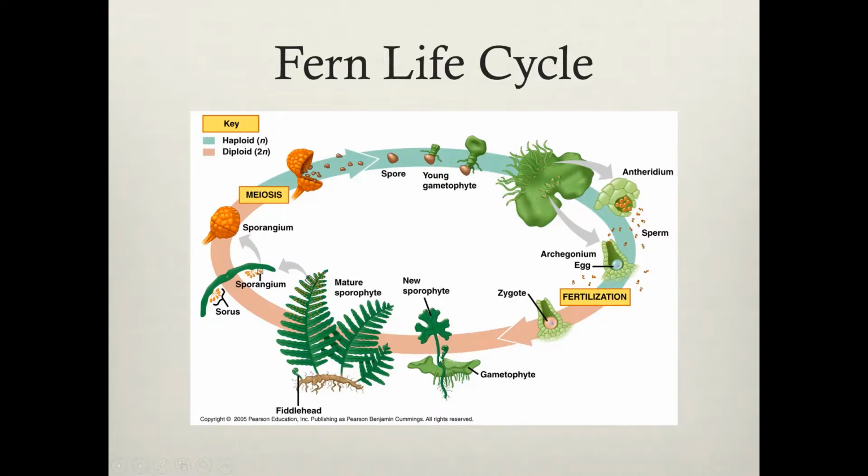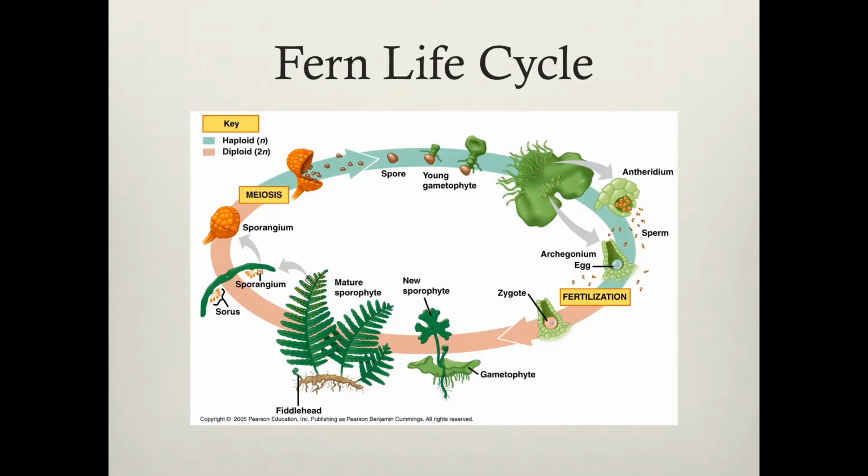That zygote will eventually grow to be a new sporophyte. So the new sporophyte grows out of the gametophyte. But once it is grown, it does not need the gametophyte anymore. The sporophyte can grow all by itself, and the gametophyte usually shrivels up and wastes away.